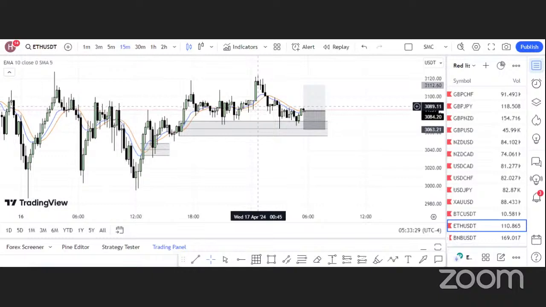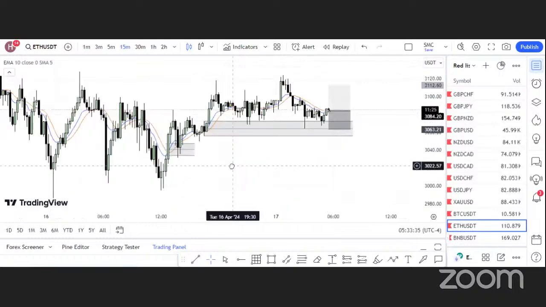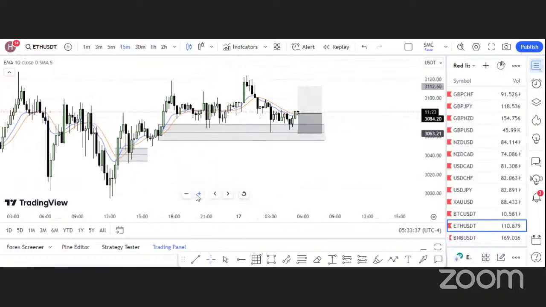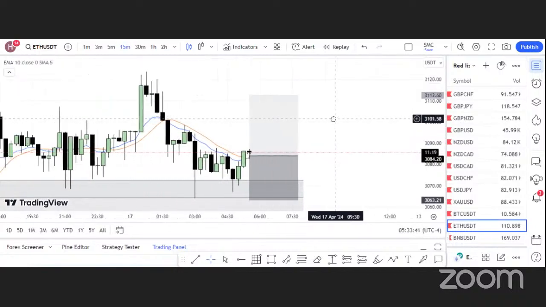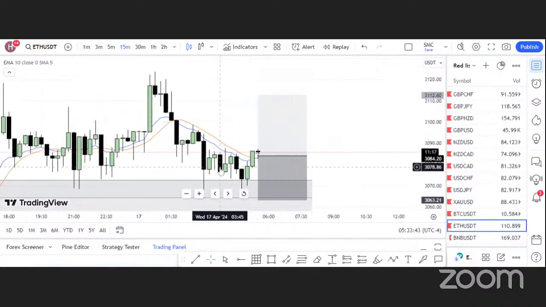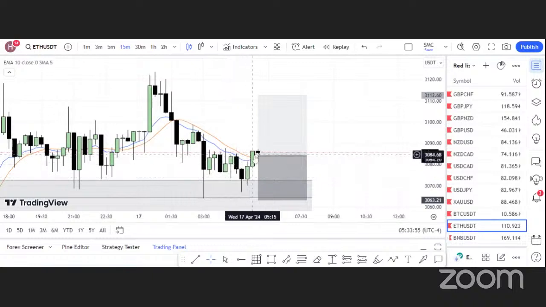It closed above the moving average, and if I zoom out on this, you can see that the moving averages are also closing. They are crossing each other right now. With the movement we have here, it's obvious that this market is going to buy.